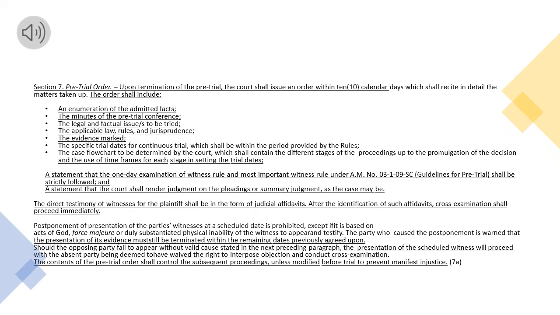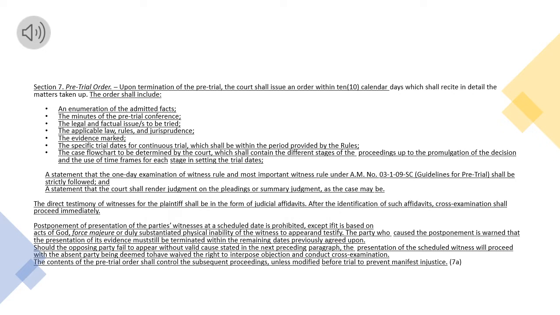Upon termination of the pre-trial, the court shall issue an order within 10 calendar days which shall recite in detail the matters taken up. The order shall include an enumeration of the admitted facts, the minutes of the pre-trial conference, the legal and factual issues to be tried, the applicable law, rules, and jurisprudence, the evidence marked, the specific trial dates for continuous trial, which shall be within the period provided by the rules, the case flowchart to be determined by the court, which shall contain the different stages of the proceedings up to the promulgation of the decision and the use of time frames for each stage in setting the trial dates.